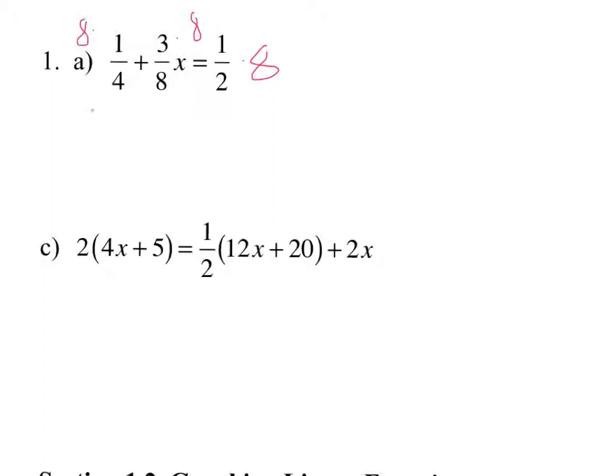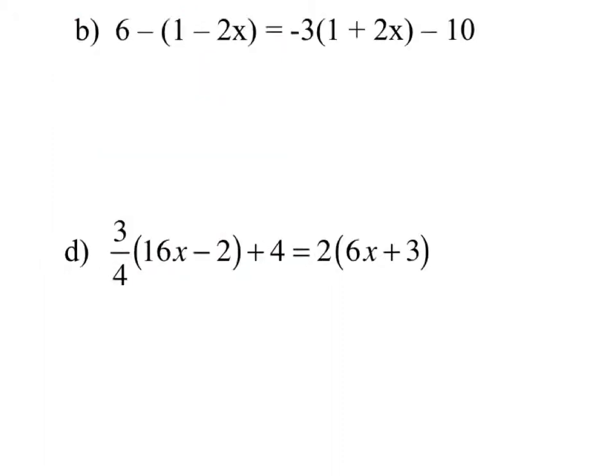And that will give me 2 plus 3x equals 4. And so now to solve, I just need to subtract 2 to the other side. And my final answer is x equals 2/3.